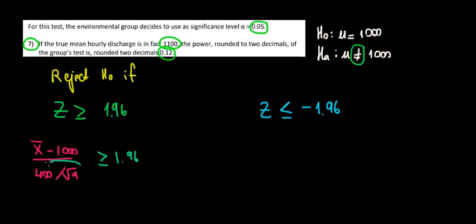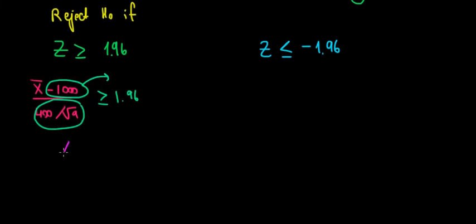Let's solve the math. We multiply this term with that one and add 1000 to it. So we're doing a cross multiplication over here. X bar, the sample mean, must be greater than or equal to 1261.33. That's one option to reject the null hypothesis, and the other one is by replicating the same logic over here right next to it.